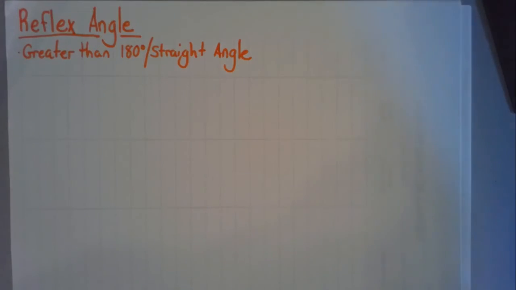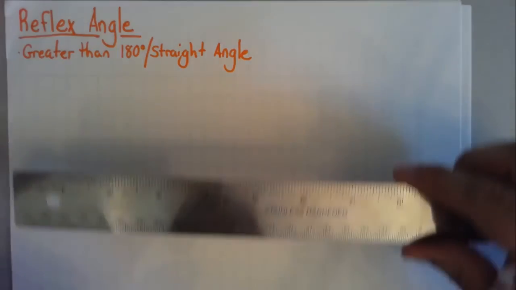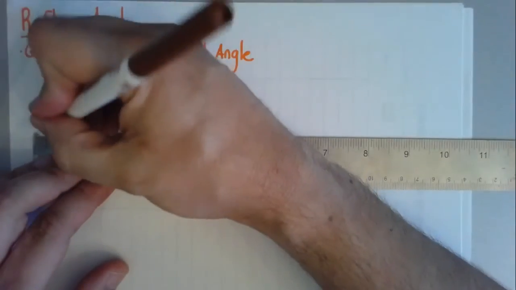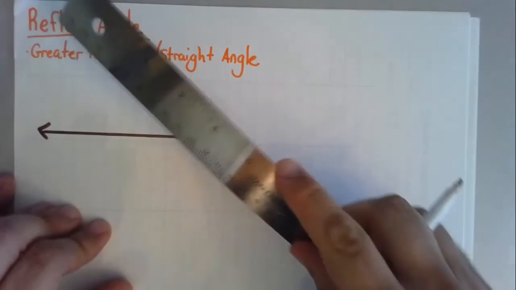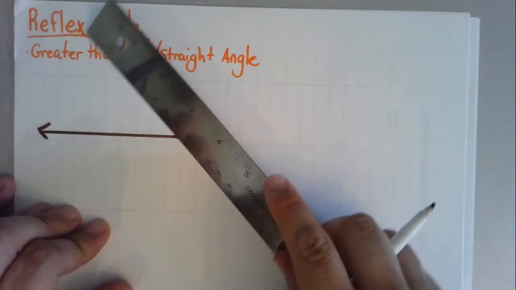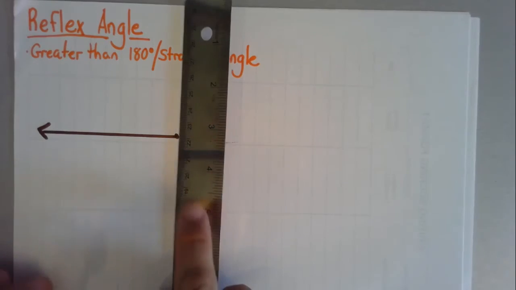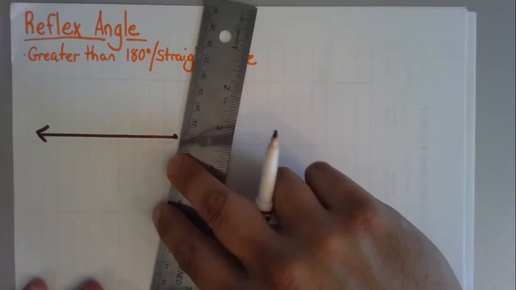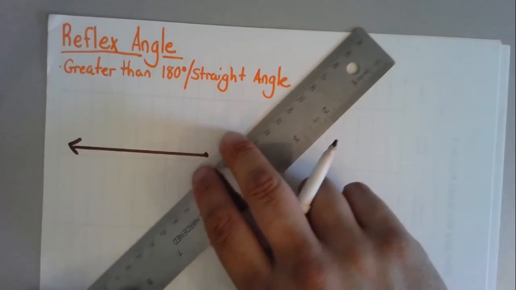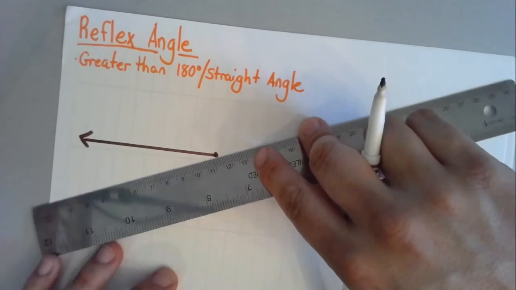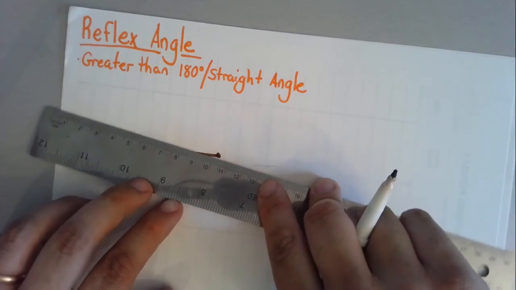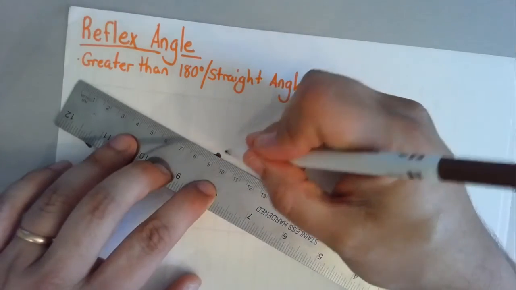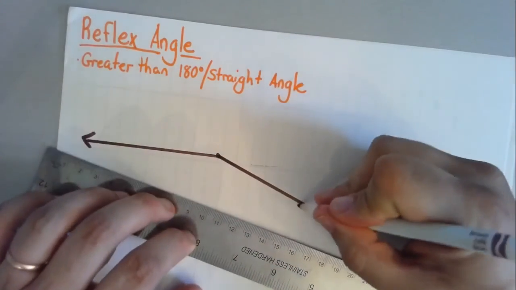Finally, let's talk about a reflex angle. A reflex angle is greater than 180 degrees. So for example, here's one side of my angle, and I know that if I had the other side right here, I'd have an acute angle. If I had it here, it would be a right angle. Oh, now it's an obtuse angle. We're getting larger. Now it's a straight angle. As soon as it gets bigger than 180, we now call that a reflex angle.